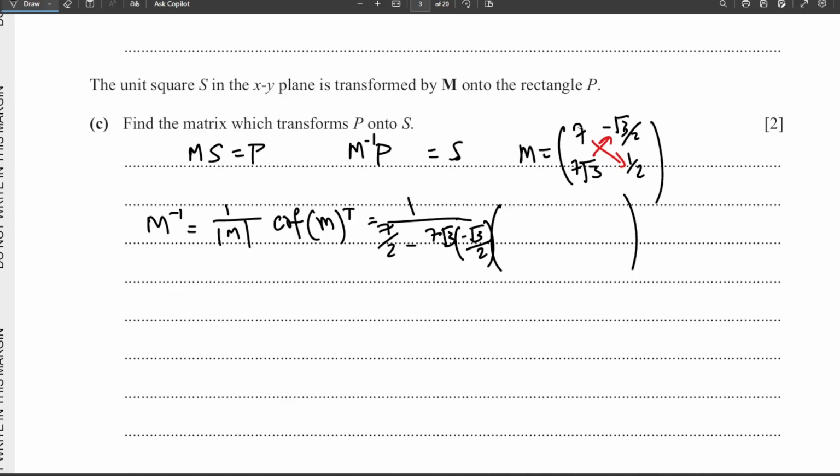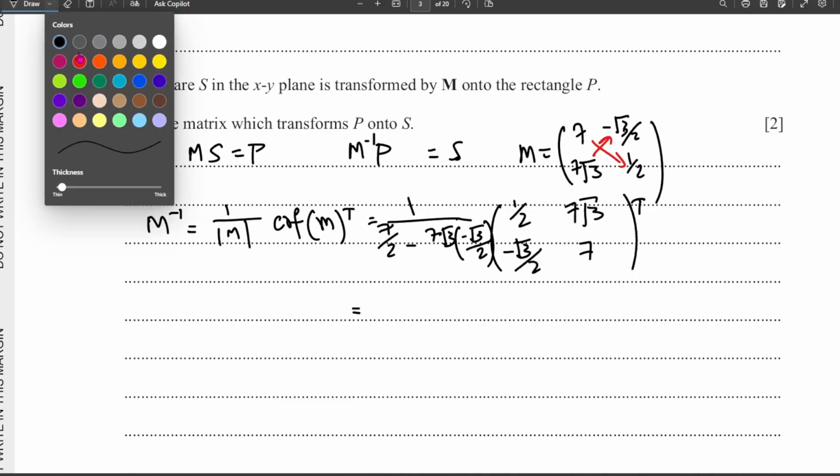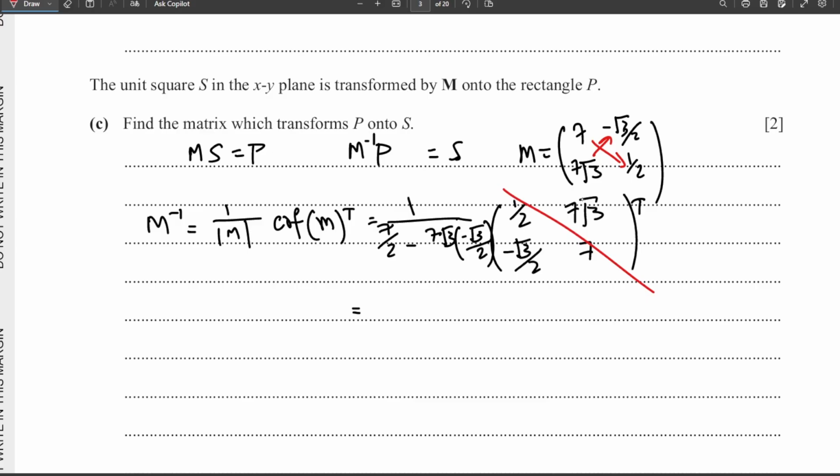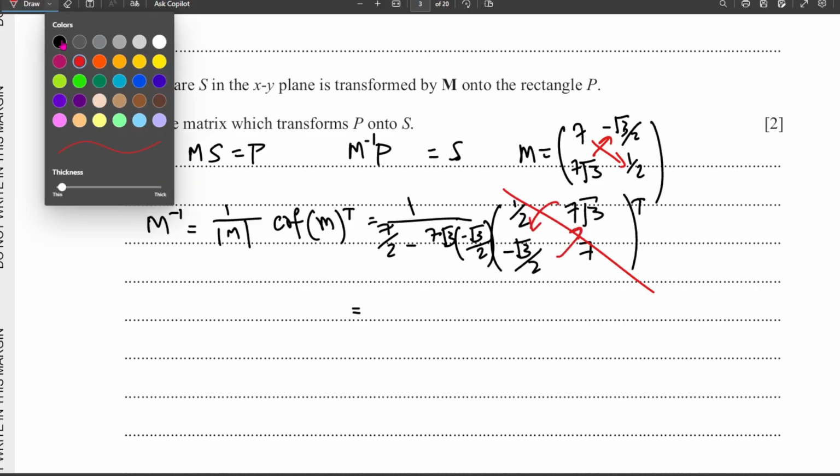So for the first entry, we look at the first one again, and we cover the row, cover the column. So we have half here. Second one, we cover the row, cover the column again, 7 square root 3. Then for the third one, we cover 7 square root 3, row and column. We have negative square root 3 over 2. Last one, we just have 7. Okay, then this is just the cofactor matrix, so we still need to transpose it. To transpose the matrix, we leave the diagonal the same, but then we swap these two places. Okay, that's for the transpose.